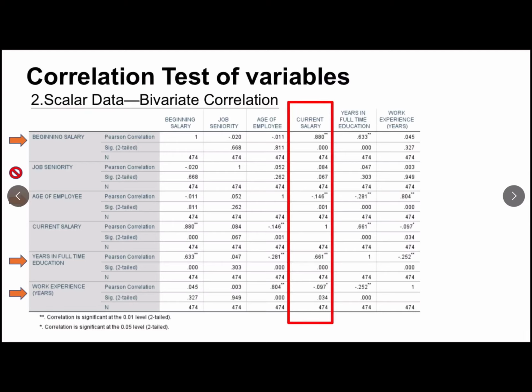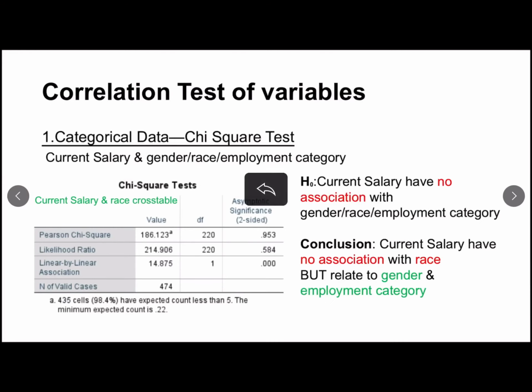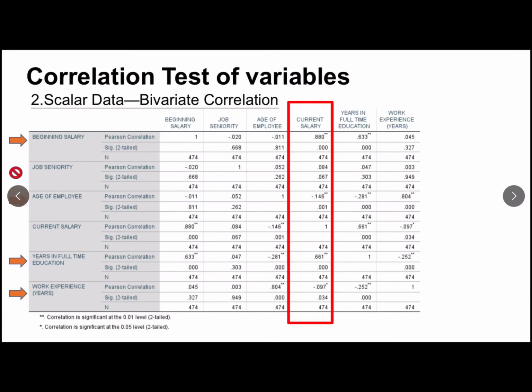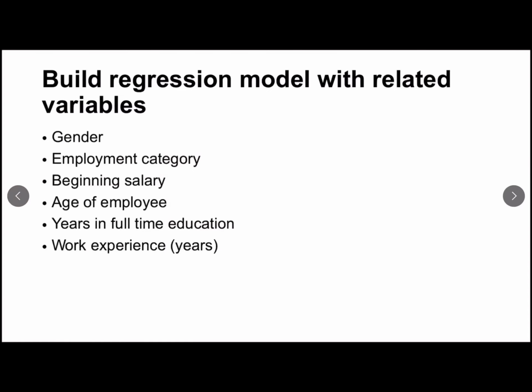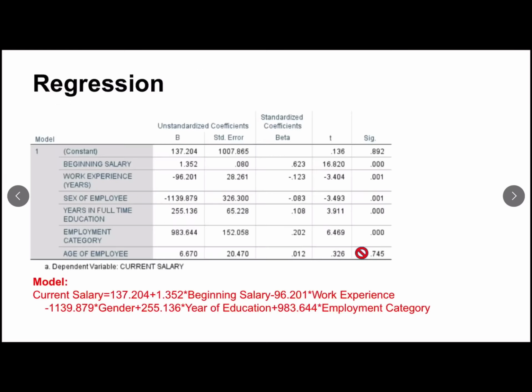Based on what we mentioned before, we are going to remove race and job seniority from the model we are going to build, and we only use the related variables, which are gender, employment category, beginning salary, age of employee, years in full-time education, and work experience. So here is the output of the regression in SPSS.